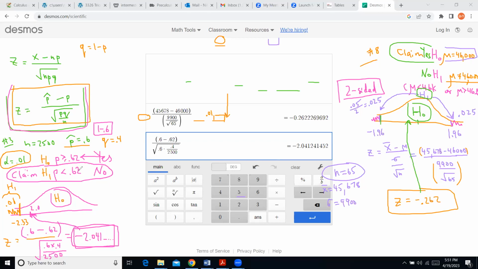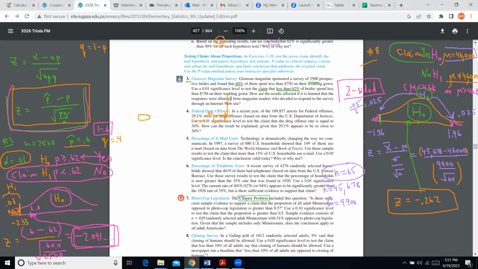We just said no to the claim. So they tested this question about spending less than 750, and they said that less than 62% of brides spend less than 750, and the answer is no, not less, maybe 62% or maybe more brides spend less than 750 on the wedding gown.